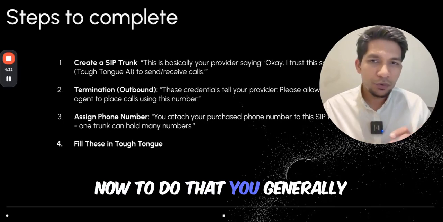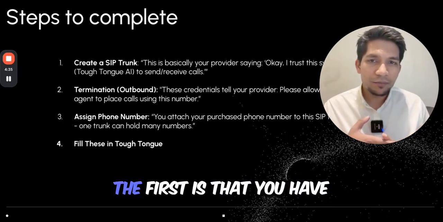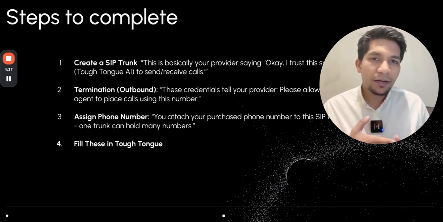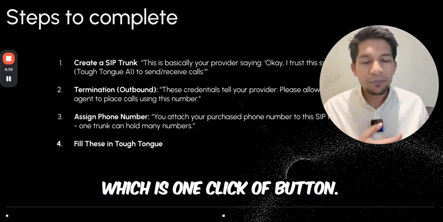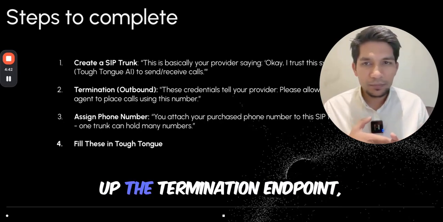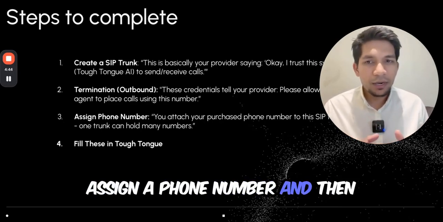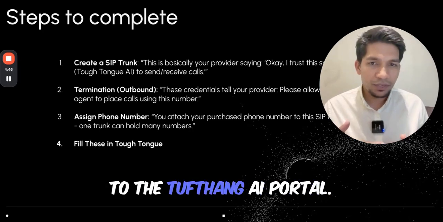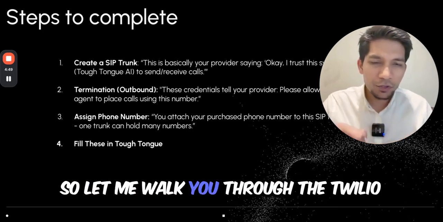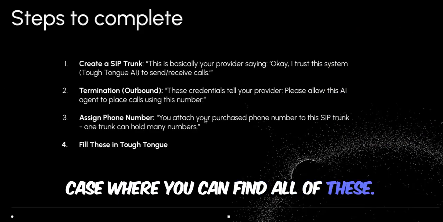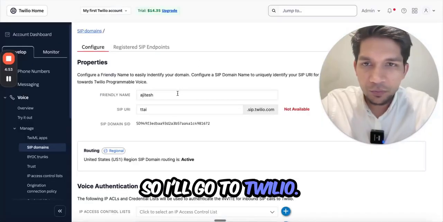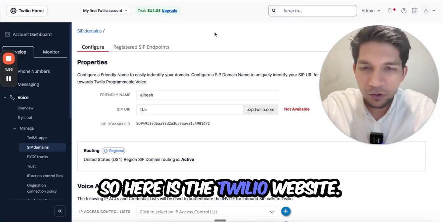To do that, you generally need to do four steps. The first is that you have to create a SIP trunk, which is one click of a button. In doing that, you have to set up the termination endpoint, assign a phone number, and then bring all of the details back to the Tough Tongue AI portal. Let me walk you through the Twilio case where you can find all of these. So I'll go to Twilio. Here is the Twilio website.